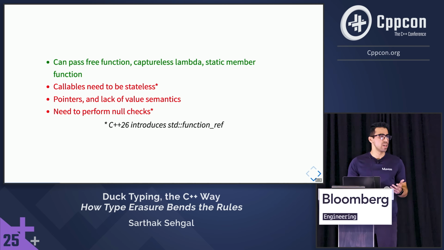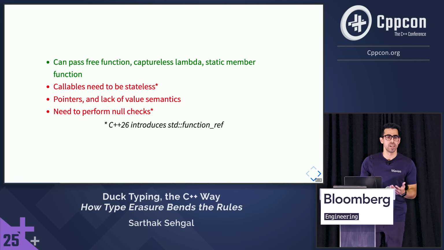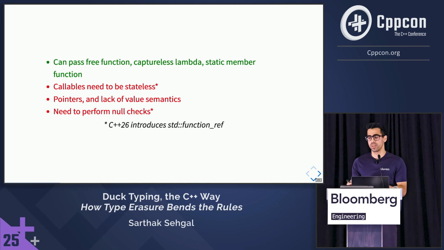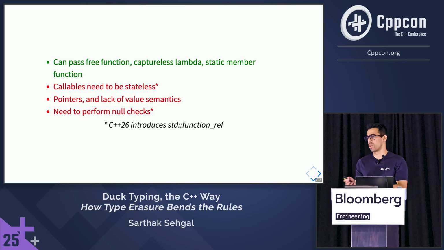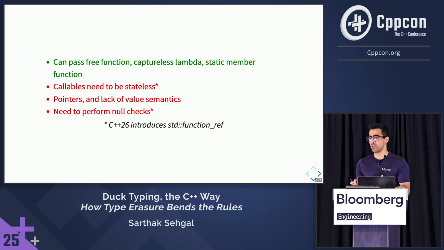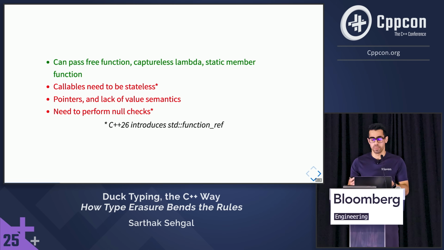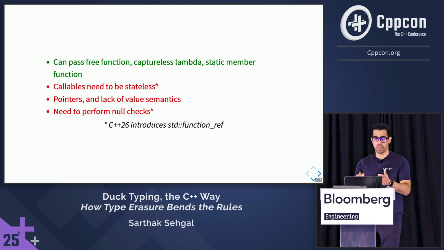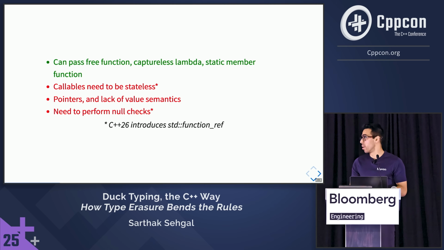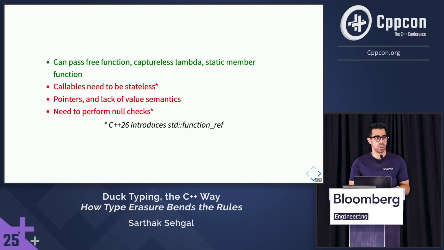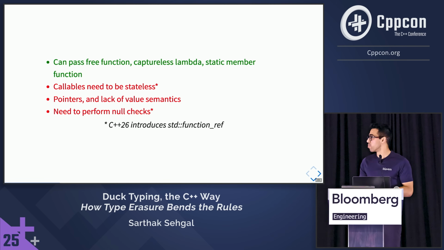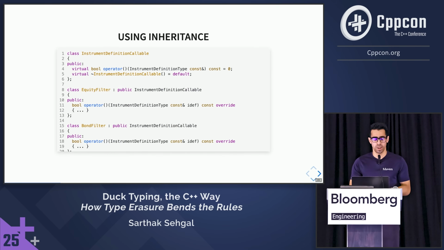Now, if you take a step back, the requirement basically is that we have a common callable interface, that is, any function that takes in a const ref to an instrument definition type and returns a Boolean. And we want to accept any type which has this common callable interface. One of the first things that comes to my mind whenever I hear the phrase common callable interface, or common interfaces, is the use of inheritance and achieving runtime polymorphism using that. So let's consider a second solution using inheritance.